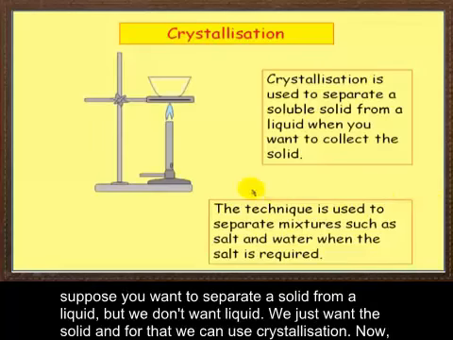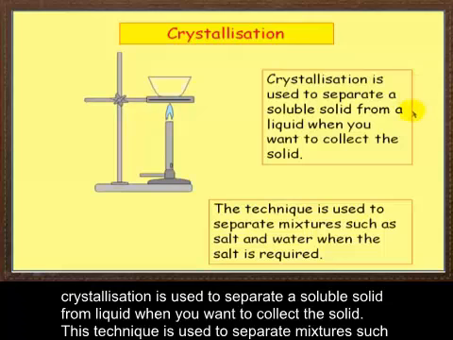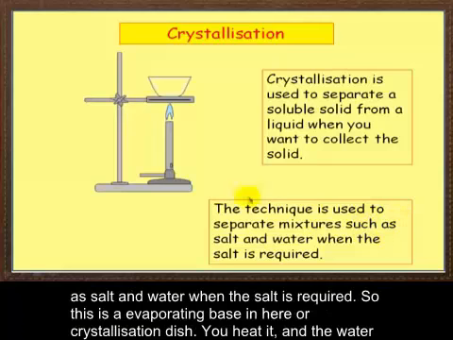Now suppose you want to separate a solid from a liquid, but we don't want the liquid, we just want the solid, and for that we could use crystallization. Now crystallization is used to separate a soluble solid from a liquid when you want to collect the solid. The technique is used to separate mixtures such as salt and water when a salt is required.